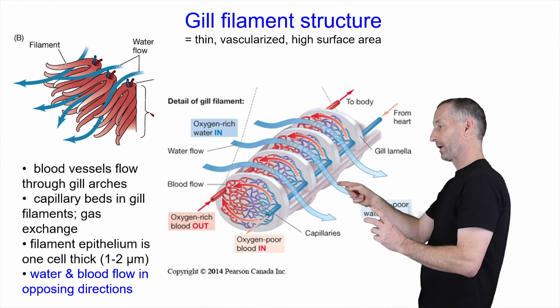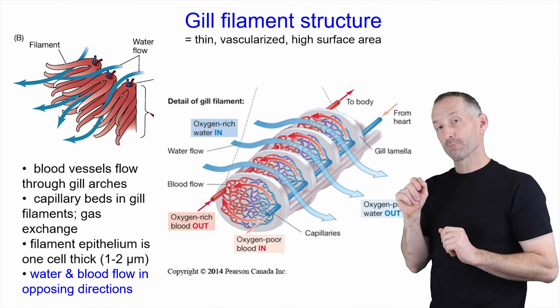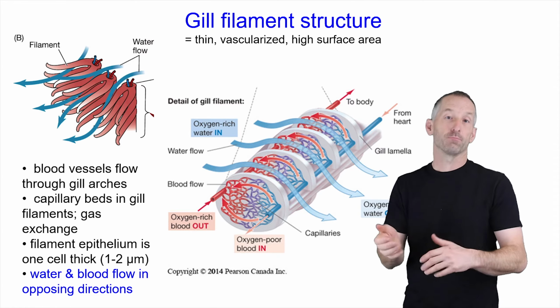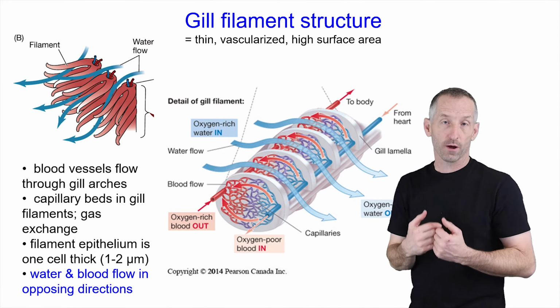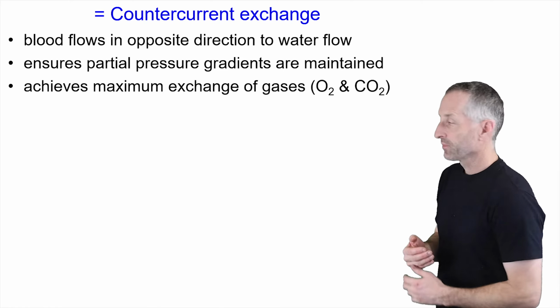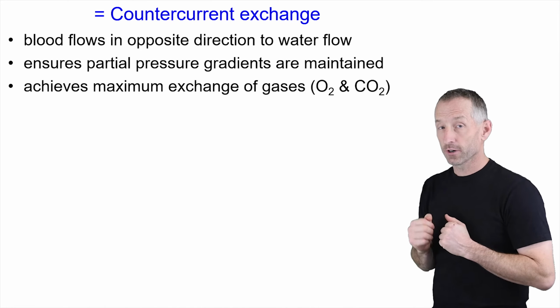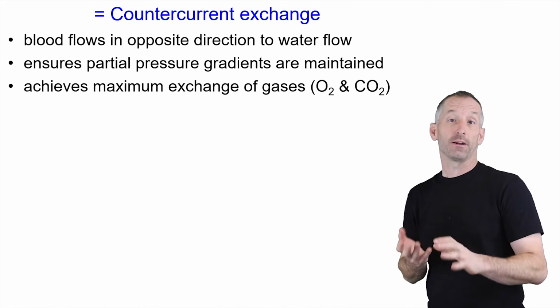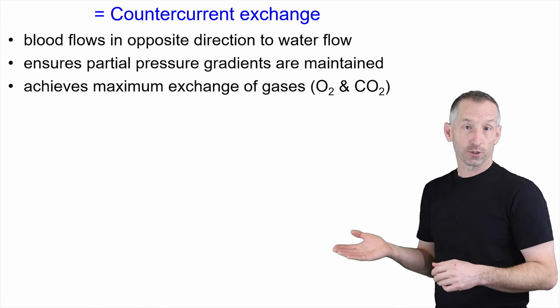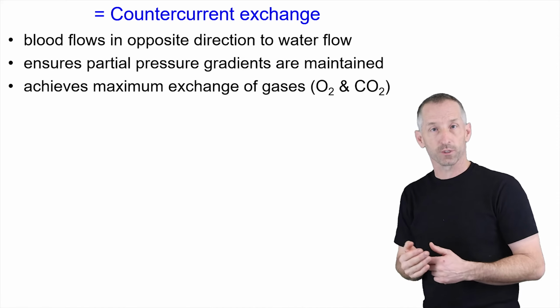Now, this blood and water flowing in opposing directions has a really important property in being able to extract oxygen from the water and being able to give up carbon dioxide from your blood. And that's called the countercurrent exchange system. Now, countercurrent exchange systems are common in many different systems. Biological ones, you'll see this repeated many times, including in the kidney, for example.